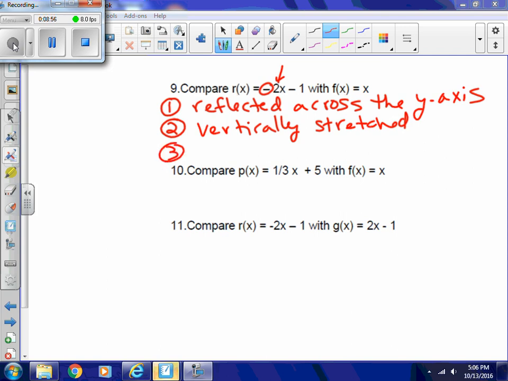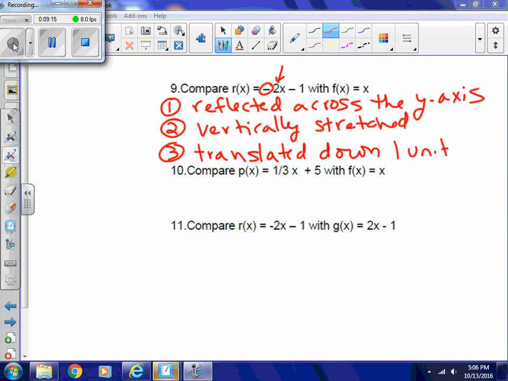The third difference is because of our y-intercept of negative 1. I know that the graph of r of x is translated or shifted, translated down 1 unit.